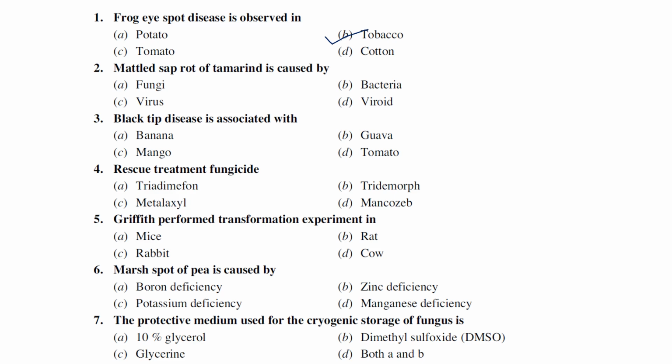Mat-tailed sap rot of tamarind is caused by fungi, bacteria, virus, and viroid. Generally, this disease is caused by fungi. Black tip disease is associated with. So, in which crop we used to study this black tip of mango, banana, guava, mango, and tomato. Generally, this black tip we used to study in the crop of mango.